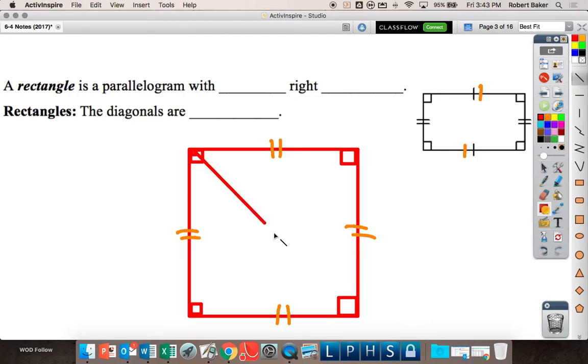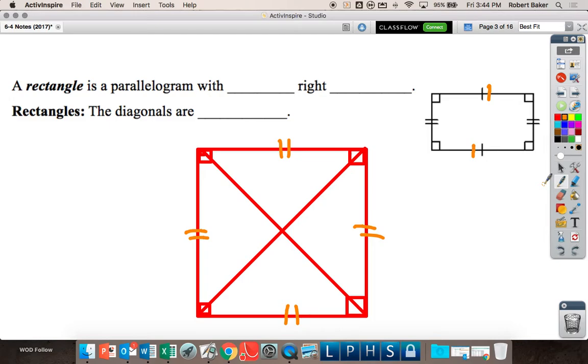what do I know about these diagonals? Those are equal. They are congruent because a square is a rectangle. And they bisect because the square is a parallelogram. What else do I know about the diagonals? They intersect and they are perpendicular. Yes. I know that the diagonals are perpendicular because that shape is a rhombus.